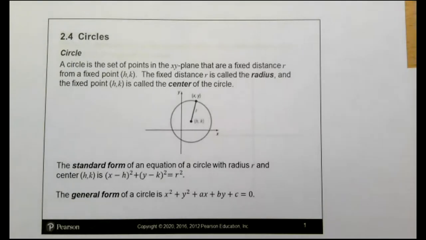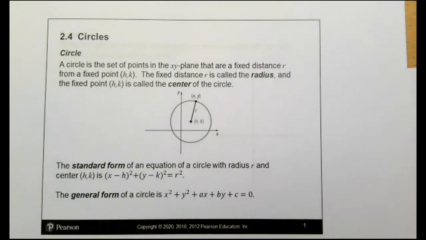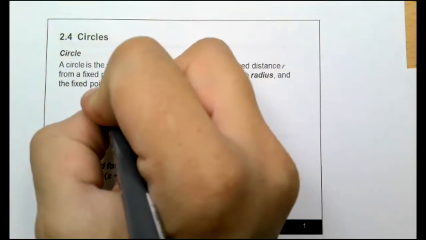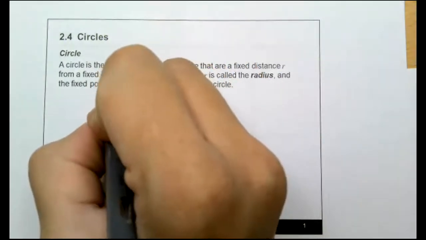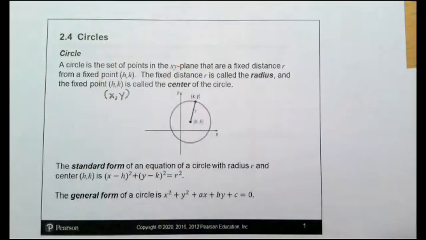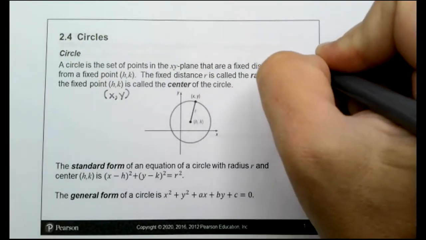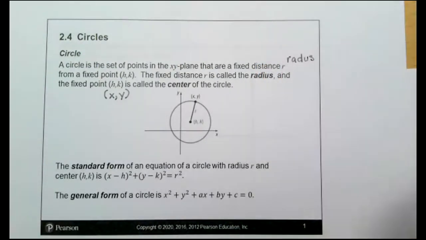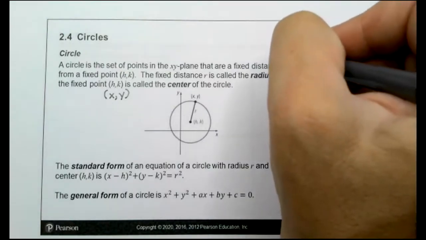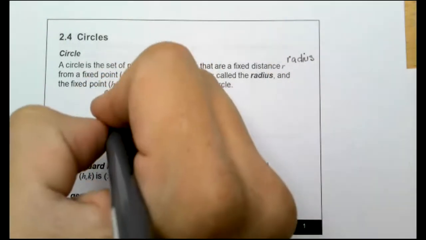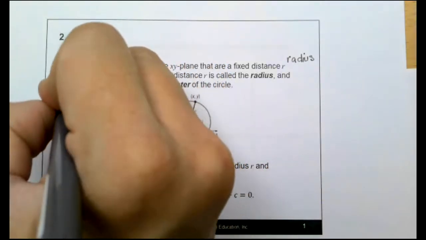So, a circle is a set of points on the xy plane that are a fixed distance r from a fixed point h, comma, k. The fixed distance r is called the radius, and the fixed point hk is called the center of the circle. So hk is the same as xy, and r is the radius. There should be an i there. Radius, so we have a radius and we have the hk or xy, which is the center.